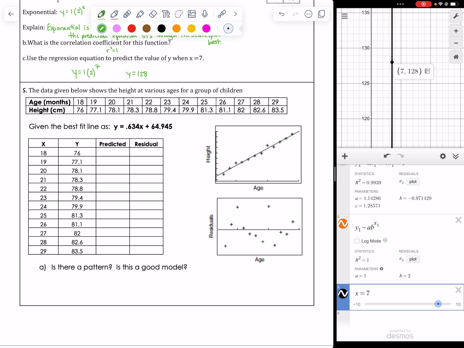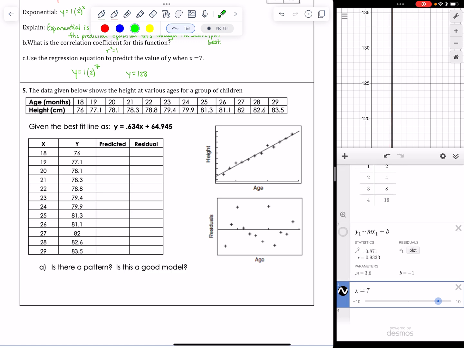One more to go. So number 5 says the data given below shows the height at various ages for a group of children. Given the best fit line as y equals 0.634x plus 64.945, we want to find the predicted values, the residual values, and answer the question, is there a pattern, and is this a good model? All right, so let's take a look.